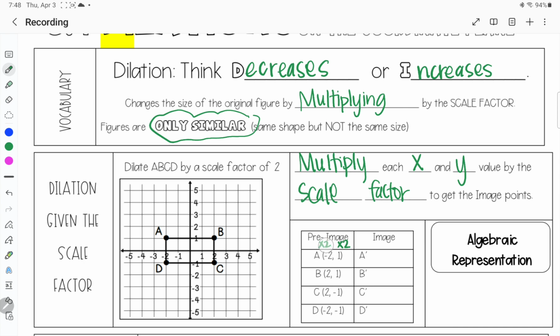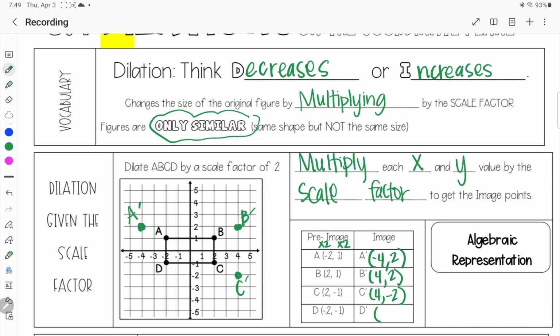So negative 2 times 2 is negative 4. Negative 1 times 2 is negative 2. So my new point would be at negative 4, negative 2... A is here, A prime is there. Then I go to B and I multiply x by 2, so 2 times 2 is 4, and 1 times 2 is 2. So B would be at 4, positive 2, B prime. C was 2, so 2 times 2 is 4, and 2 times negative 1 is negative 2. 4, negative 2. There's C prime.